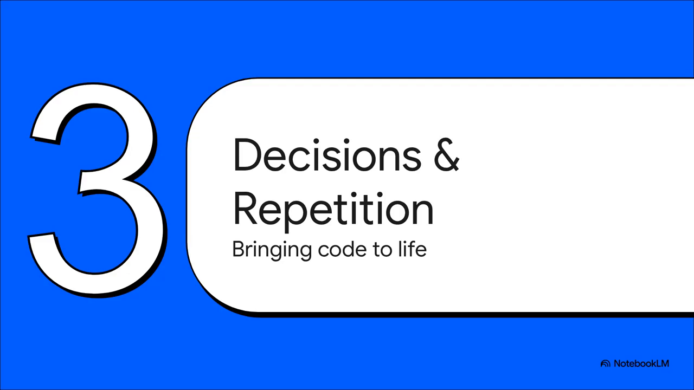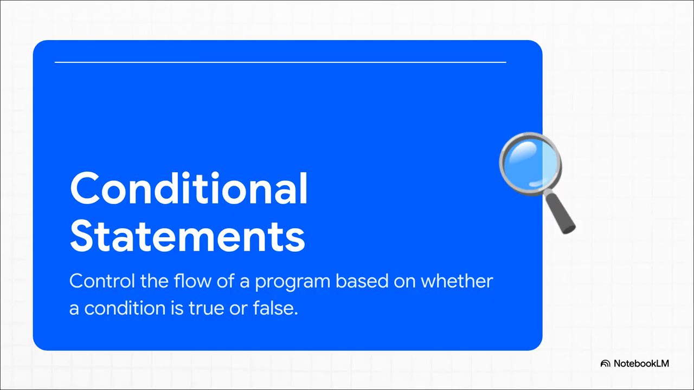All right, so we've got our basic materials, our data, and our tools. Now comes the really cool part, making our code smart. This is where we give it the power to make decisions and repeat tasks, which is what really brings a program to life. So how do you make code smart? With conditional statements.